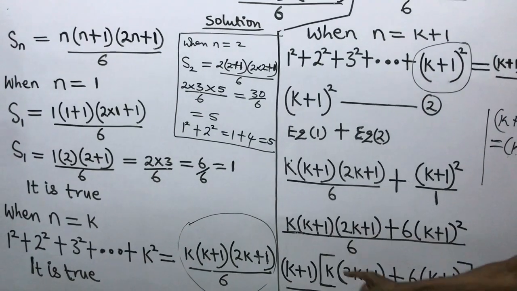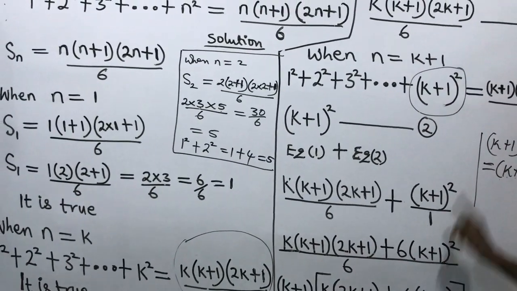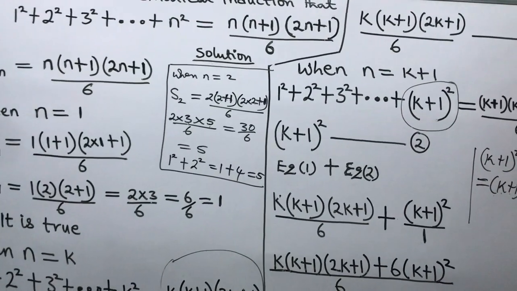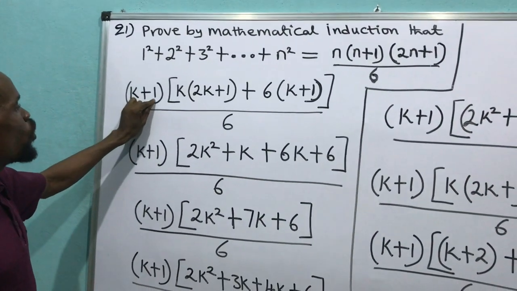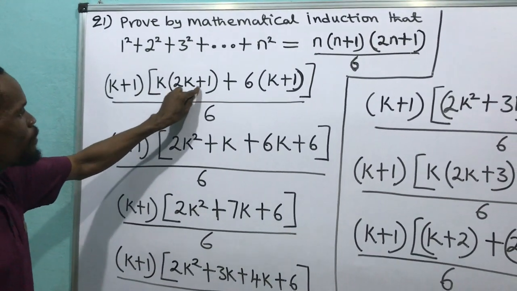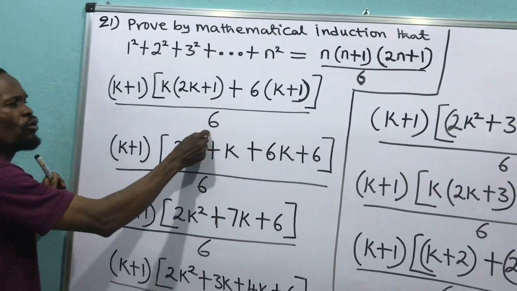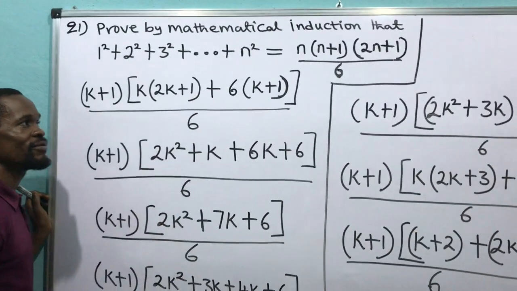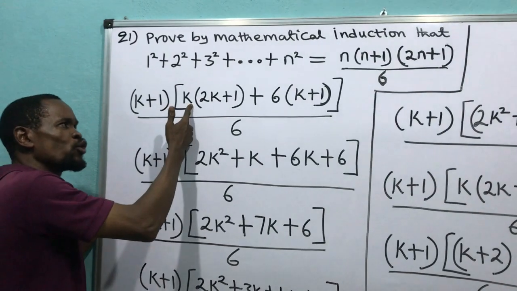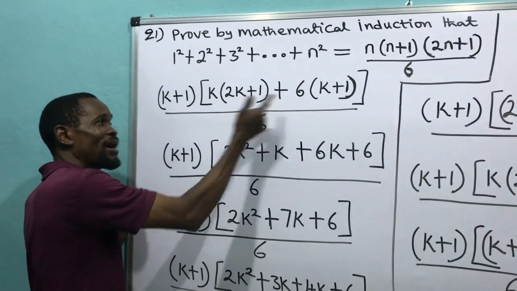Since this man is common here, I divide through by k plus 1. It will come out here. Divide through by k plus 1. I will have only 1 k plus 1 here. K plus 1 into k into 2k plus 1 plus 6 into k plus 1. That's what we have gotten over 6. Now, I'm going to open the bracket. You know, this man is common to the 2 family. Now I'll bring it out.